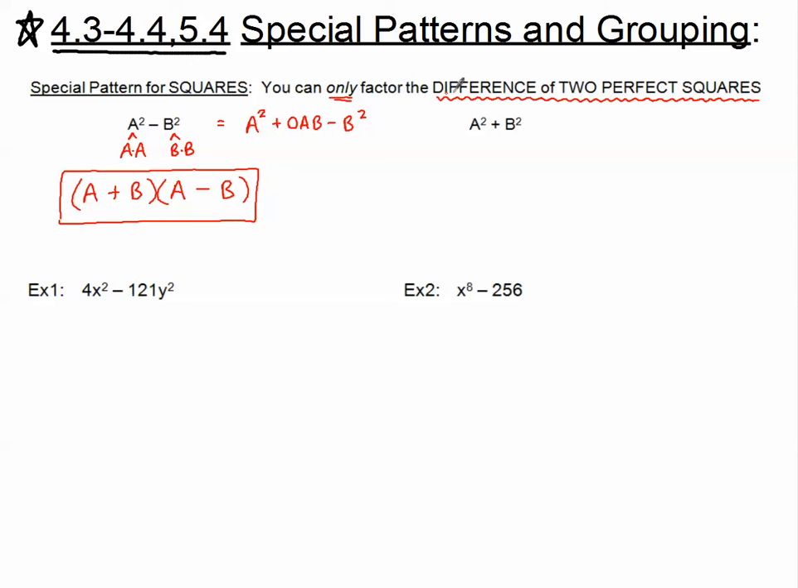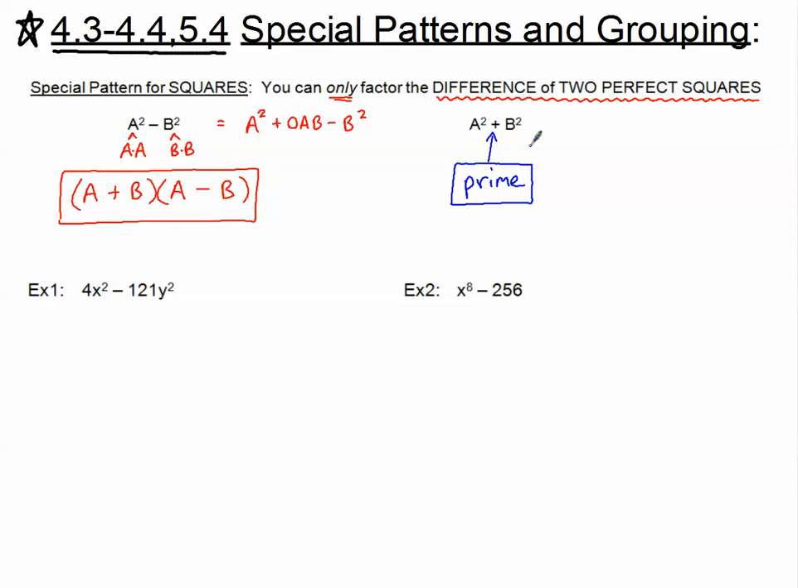Only the difference of two perfect squares. You cannot factor a sum of two perfect squares. This is a binomial, so there must be some sort of special thing going on, but this is not a difference of two perfect squares. Because of this plus sign, this is actually prime. It is the first expression that we've seen that we cannot factor.